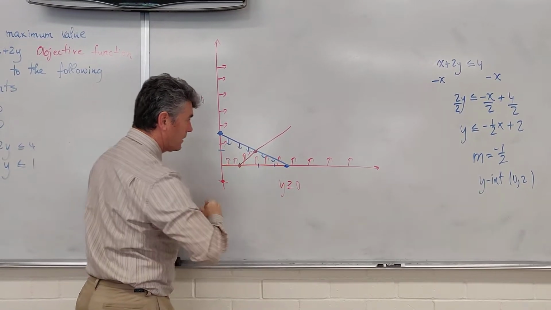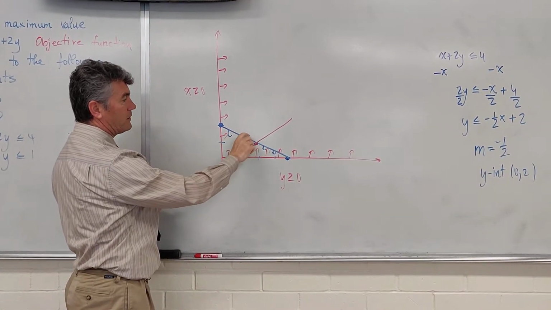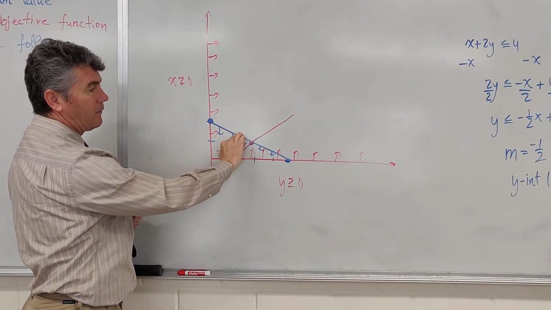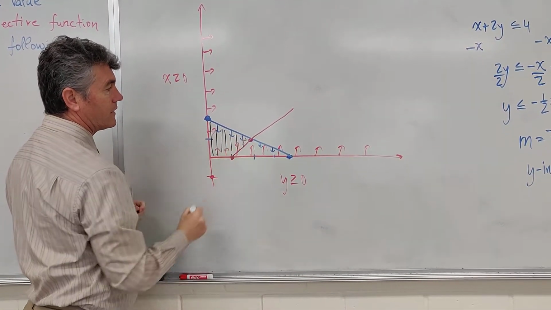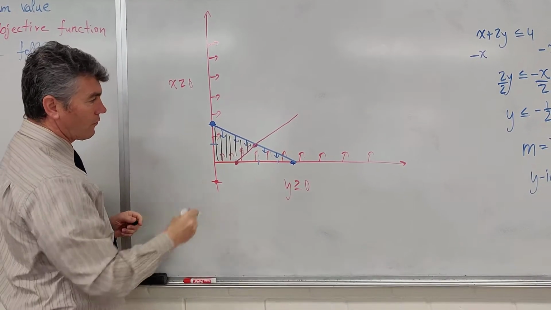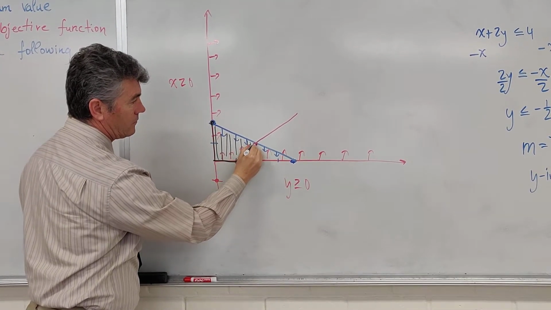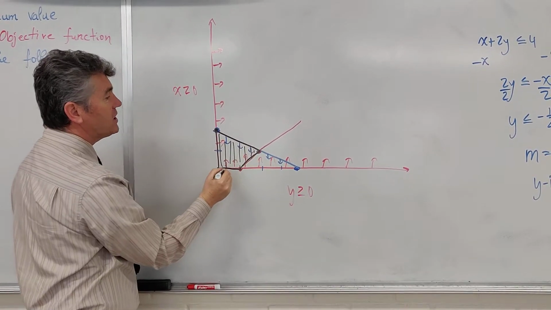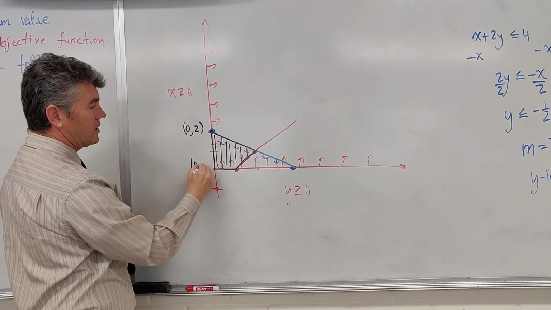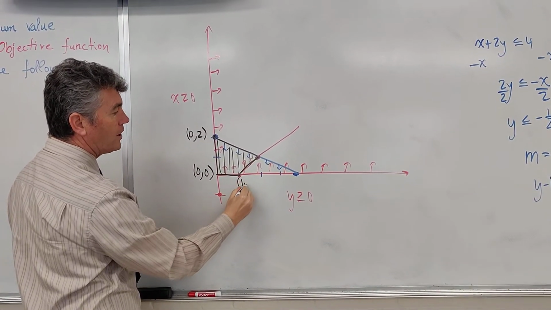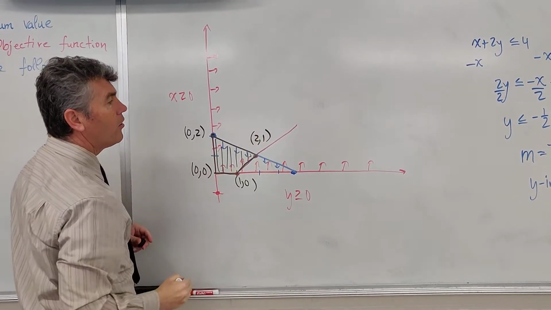And now, if you look very carefully, the region is above the x-axis, to the right of the y-axis, below the blue line, above the red line. So the region that we're talking about is right here. Your region is actually a quadrilateral. We have the vertices of the region. They are 0, 2, 0, 0, 1, 0, and 2, 1.